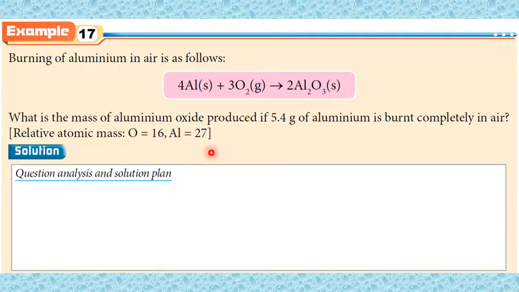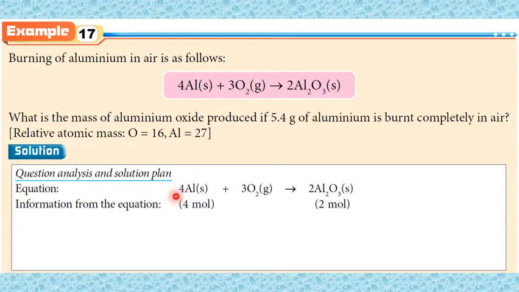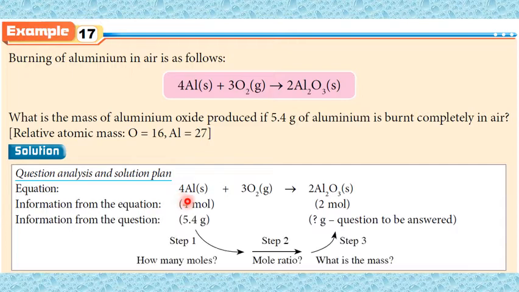Okay, so let's look at the solution. You analyze the question and this is the solution plan. So the equation is this: 4 aluminium plus 3 oxygen produces aluminium oxide. The information from the equation: for the aluminium there is 4 mole, and for the aluminium oxide 2 mole. And information from the question, the mass of aluminium is given, 5.4 gram.